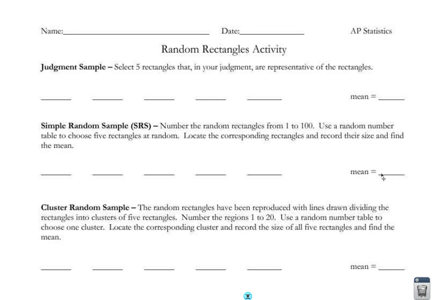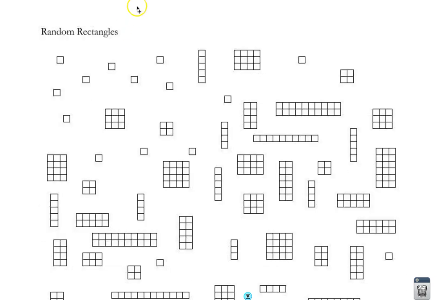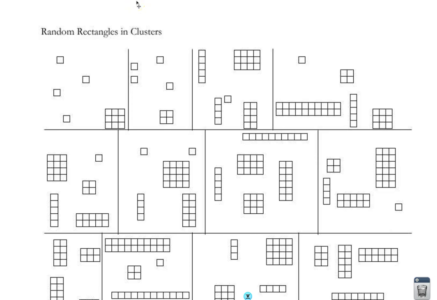Afterwards, you are going to do the cluster random sample. The cluster random sample is on this page. All of your rectangles have been grouped into clusters. You are going to label all of your clusters 1 to 20. So here's a cluster, here's a cluster, here's a cluster, here's a cluster. However you want to number them is fine, but you're going to number those clusters from 1 to 20. And then you are going to use the random number table to choose one cluster.